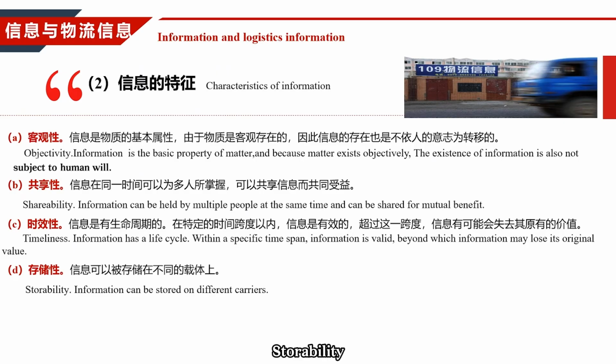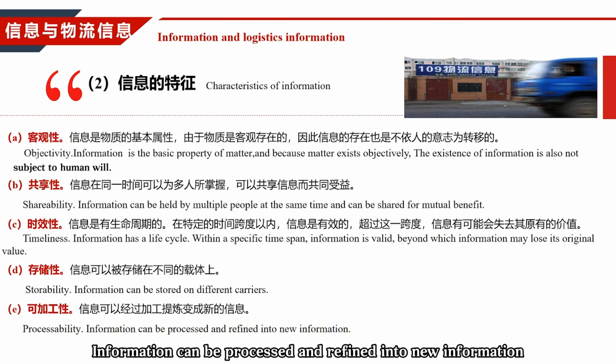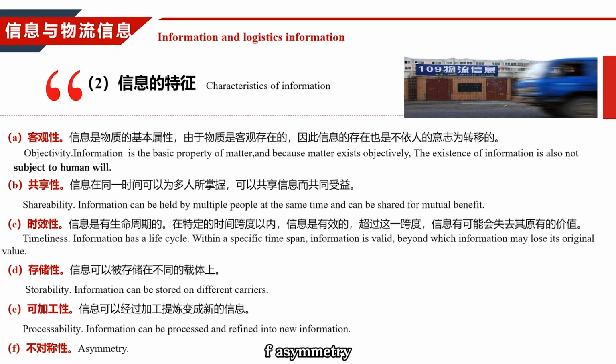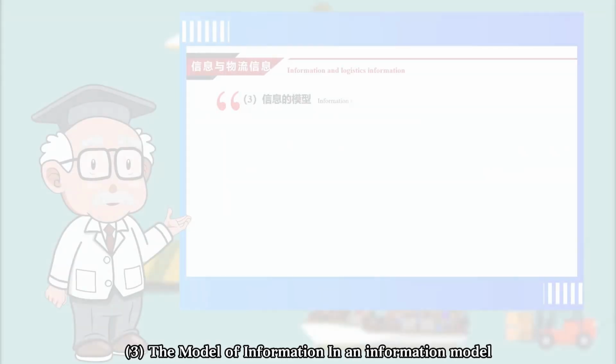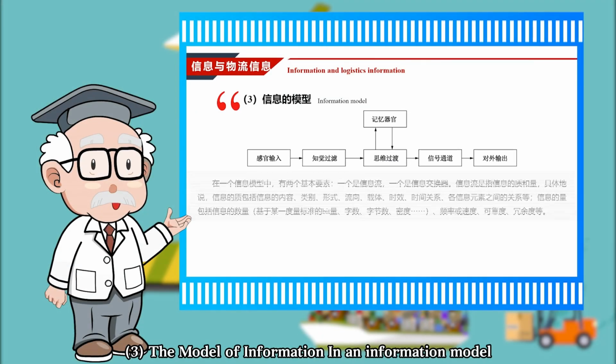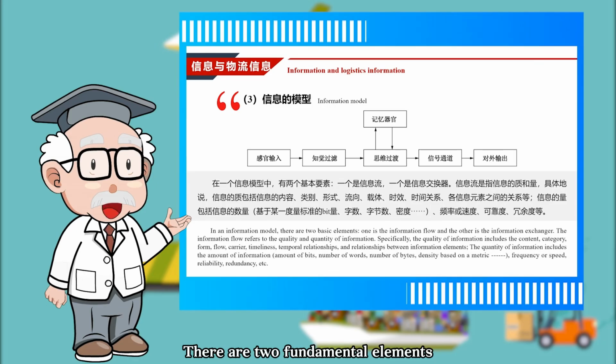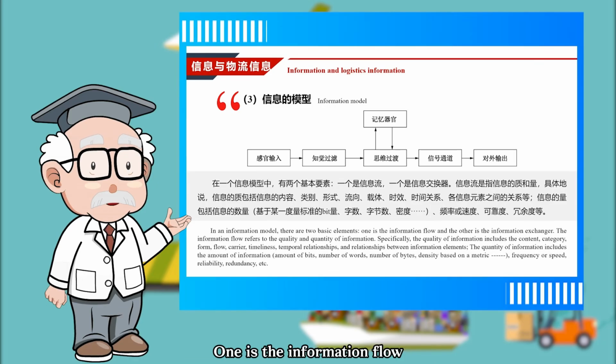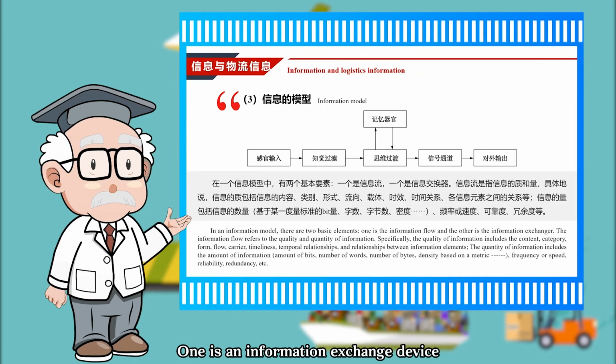D. Storability. Information can be stored on different media. E. Processability. Information can be processed and refined into new information. F. Asymmetry. 3. The model of information. There are 2 fundamental elements: 1 is the information flow, 1 is an information exchange device.